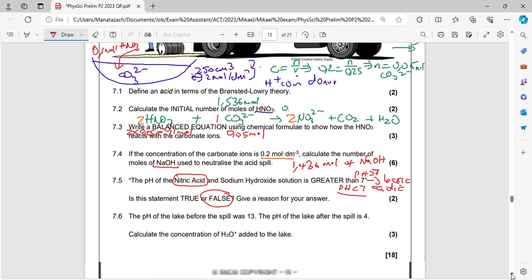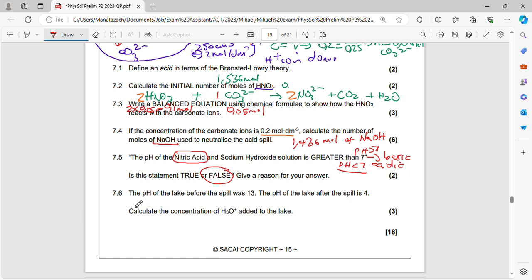So let's get to the final question. It says here, the pH of the lake before the spill was 13. So it means it was basic when it's 13. The pH of the lake after the spill is 4, meaning it's acidic. The question is: calculate the concentration of H3O+ ion added to the lake. How much acid was added to the lake?